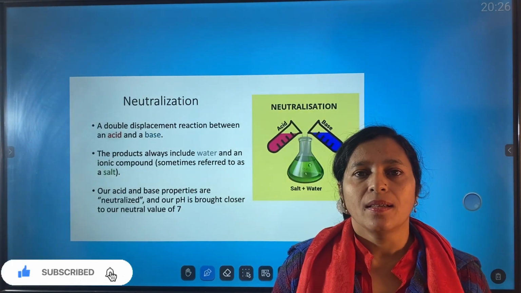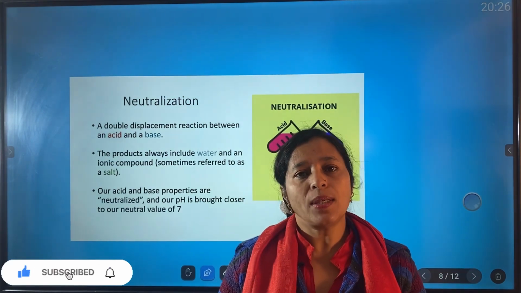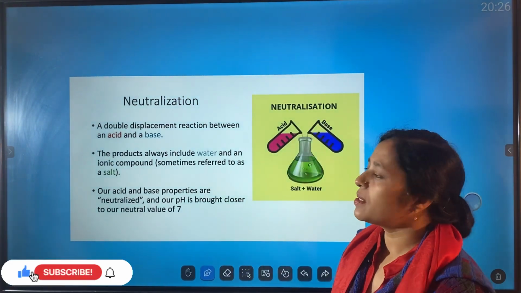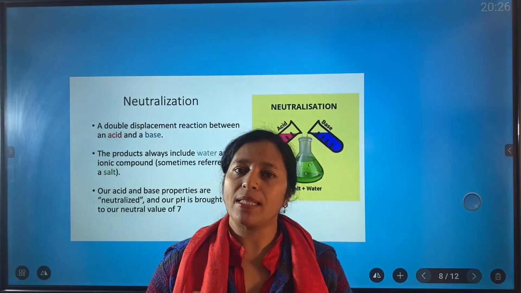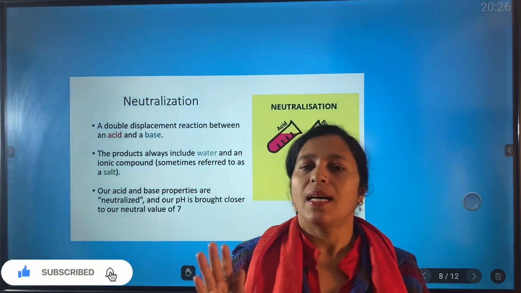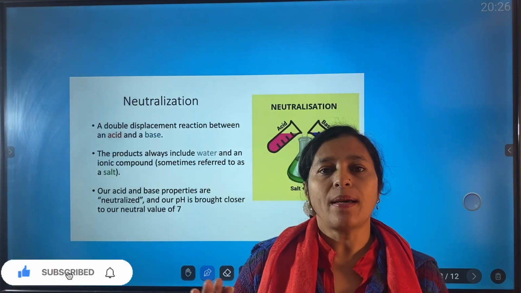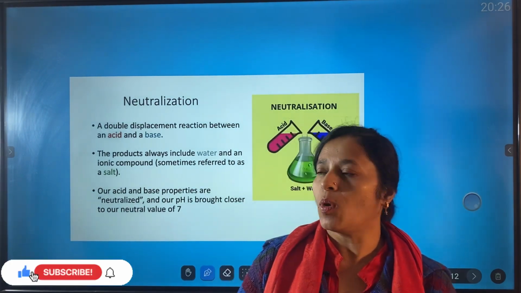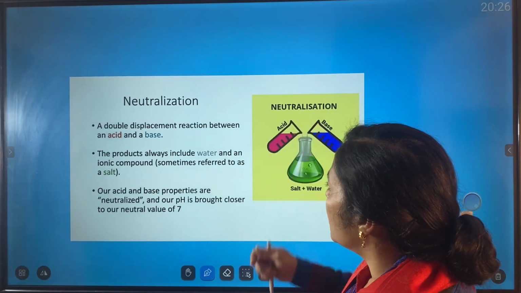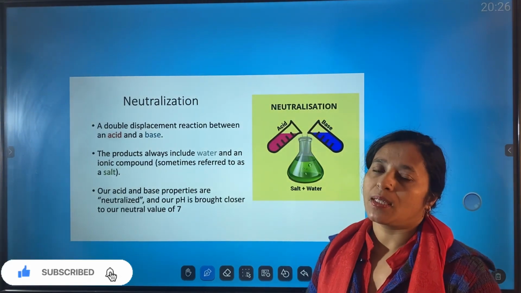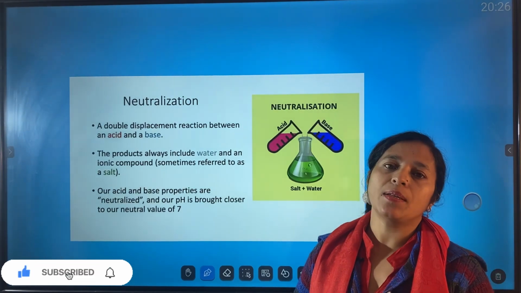Neutral means that you're not going either way, so you are neutral. Similarly in the neutralization reaction, इसमें क्या होता है कि आप एक एसिड ले लीजिए और एक बेस ले लीजिए. When you react acid with the base, so क्या बनेगा, salt plus water. So this is the example of neutralization reaction. So the product always include water and some ionic product.